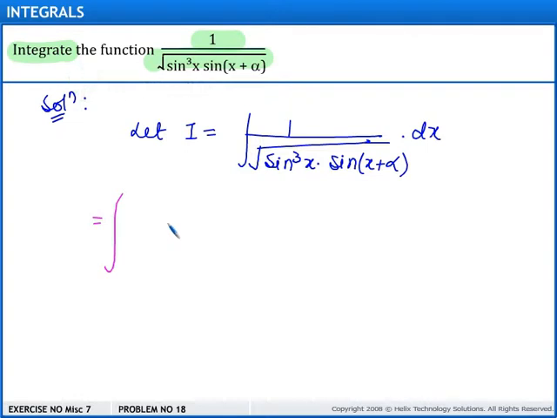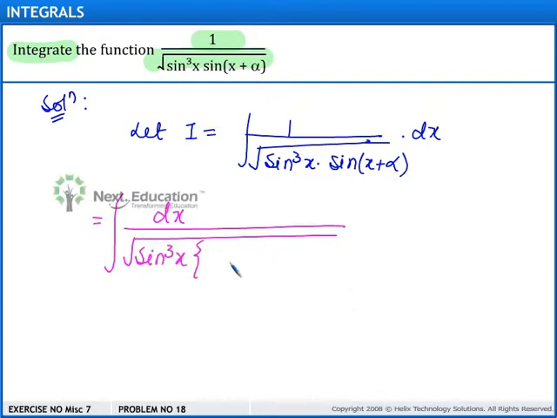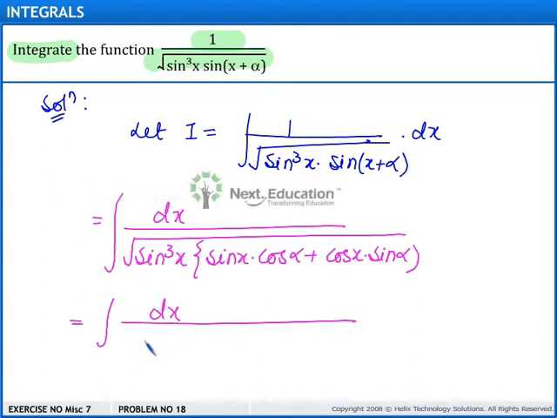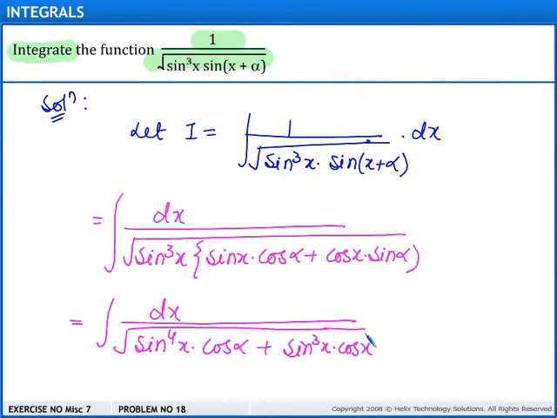So this can further be written as integral dx divided by square root of sine cube x into sine x plus alpha, where sine x plus alpha is sine x into cos alpha plus cos x into sine alpha, and this is further equal to integral of dx divided by square root of sine raised to the power 4x into cos alpha plus sine cube x into cos x into sine alpha.